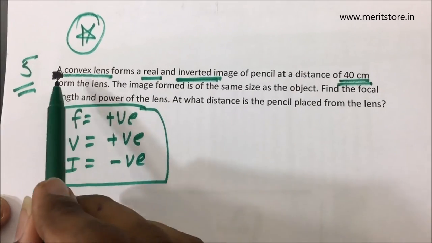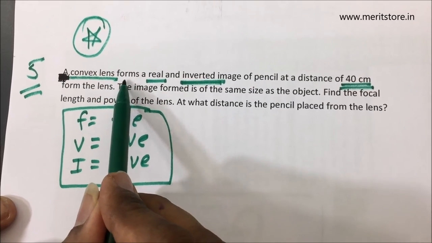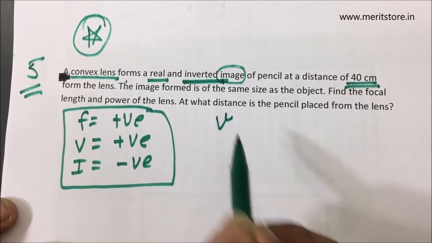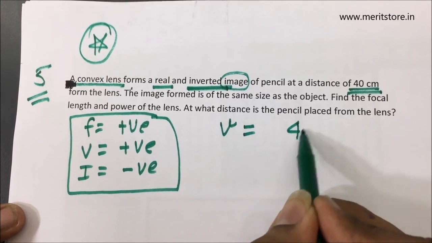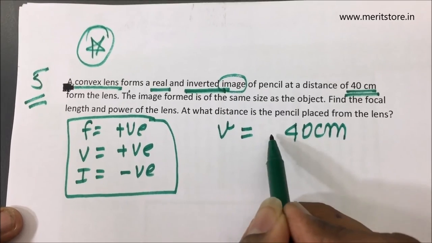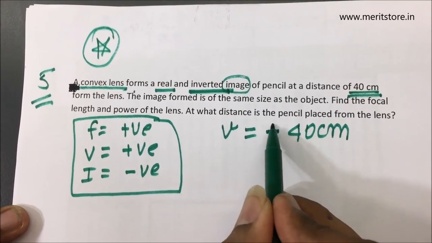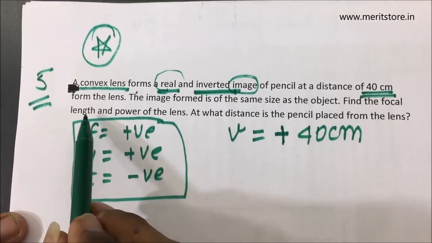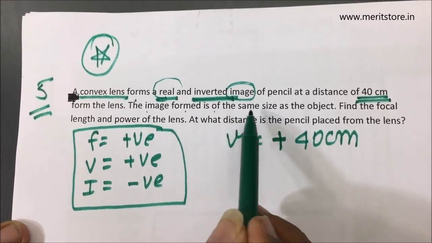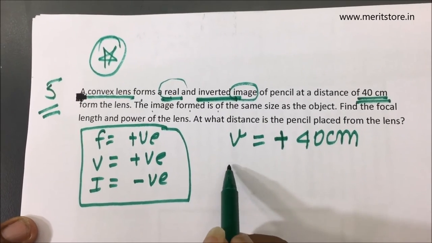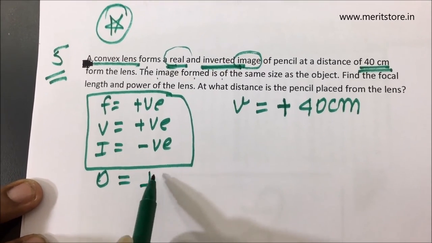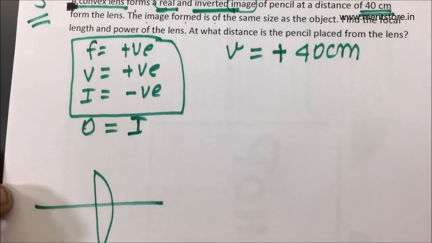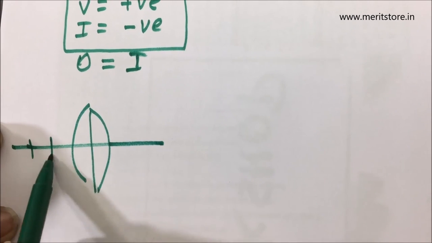Let's read again. A convex lens forms a real and inverted image at 40 centimeters. So this is the image distance. V is equal to 40 centimeters. Positive or negative? Positive. How do you know it's positive? Because it's telling you that it is real. Got it? Now, the image formed is of the same size as the object. Another data they are giving you is O is equal to I.